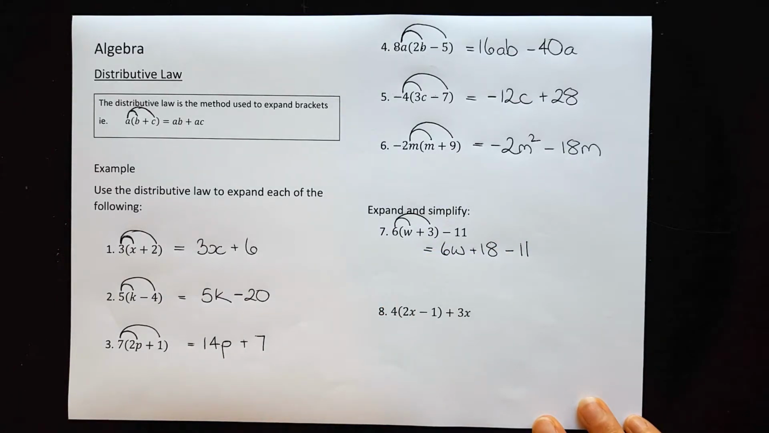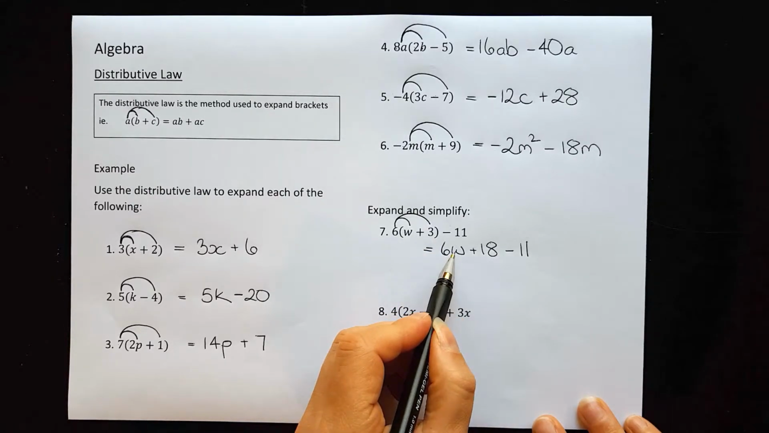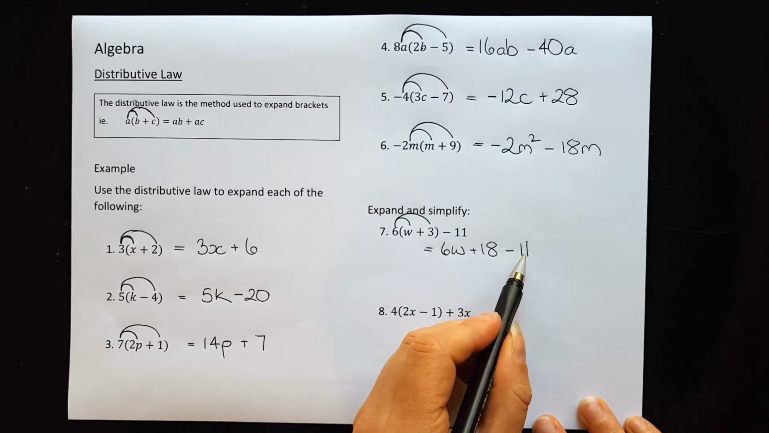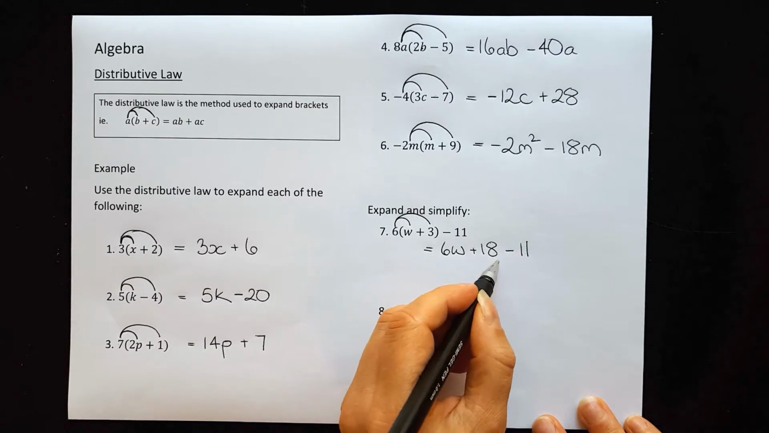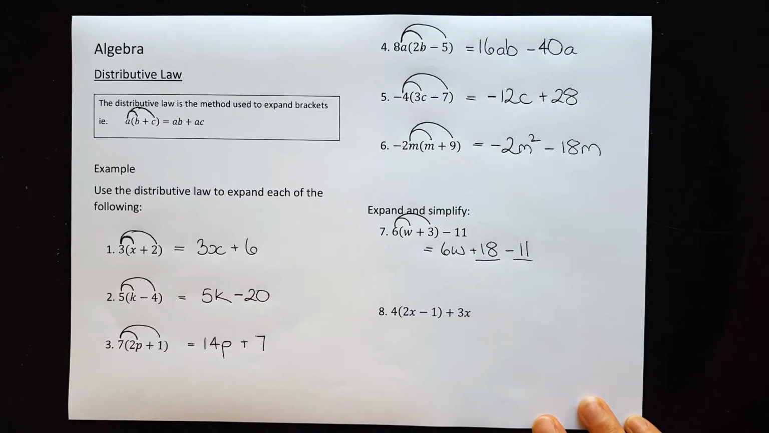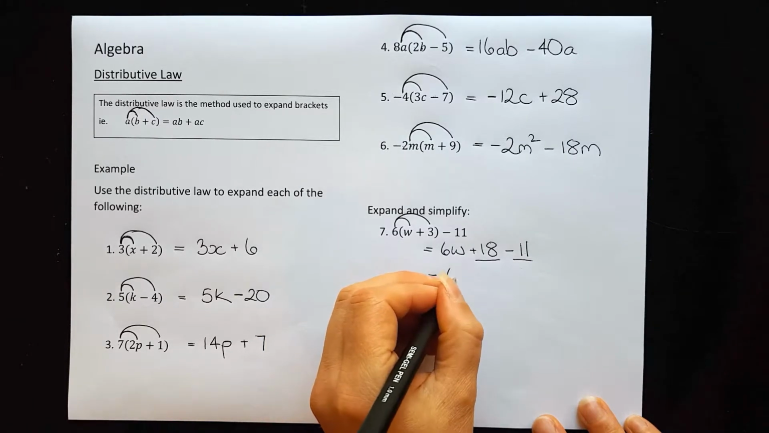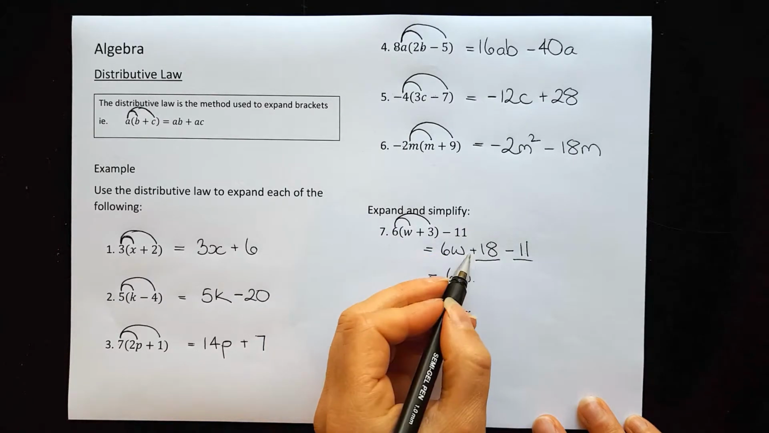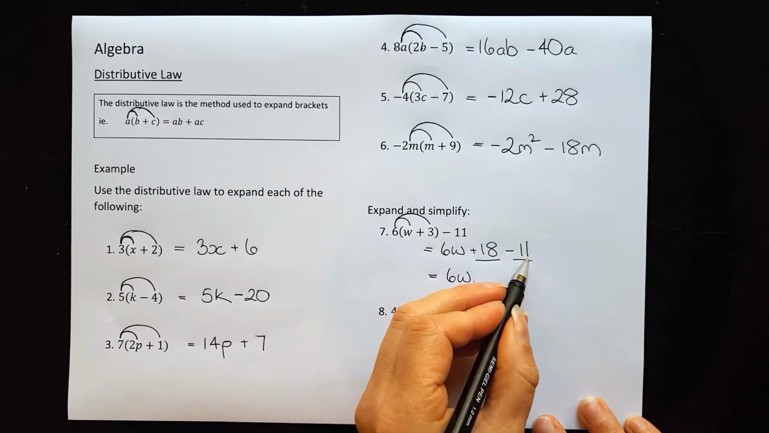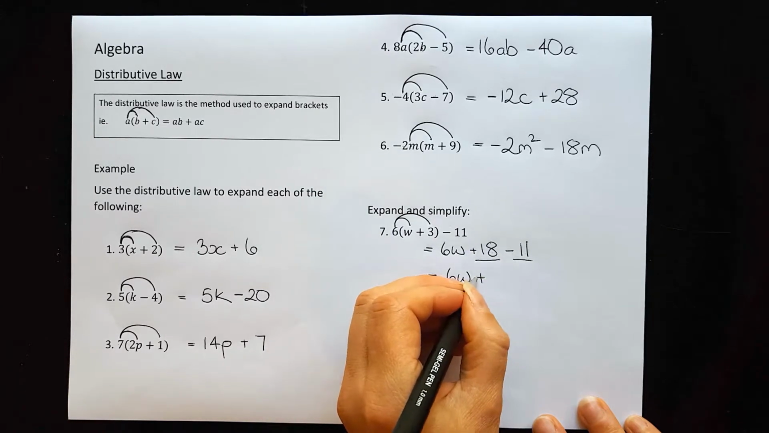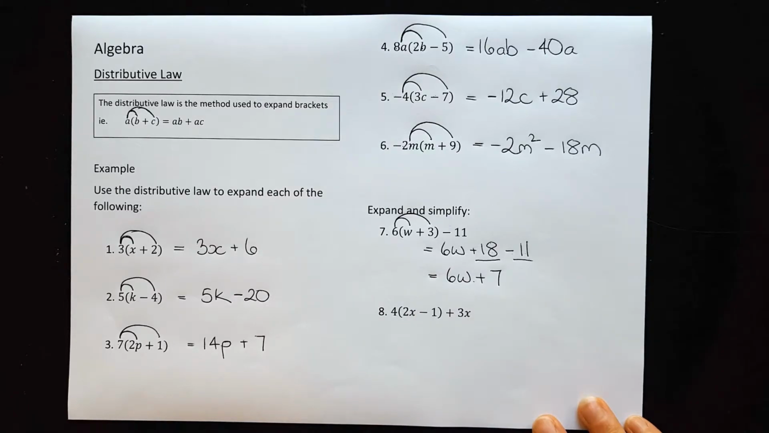But a few lessons ago, we learned about adding and subtracting in algebra and that we can collect like terms. Now this is the only term that has a w in it. But these ones are both constant terms, and these two here can be collected up. So the 6w has to stay because it's different, but 18 minus 11 would be a positive 7, and that would be the simplified answer.